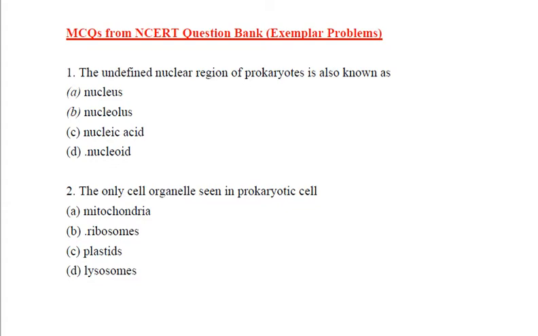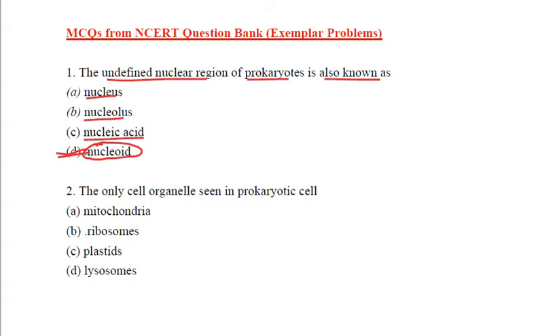First question is, the undefined nuclear region of prokaryotes is also known as. Now the undefined nuclear region present in the prokaryotic cell which contains only nucleic acid is called nucleoid. It's not nucleus, it's not nucleolus, it's not nucleic acid. It is called nucleoid.